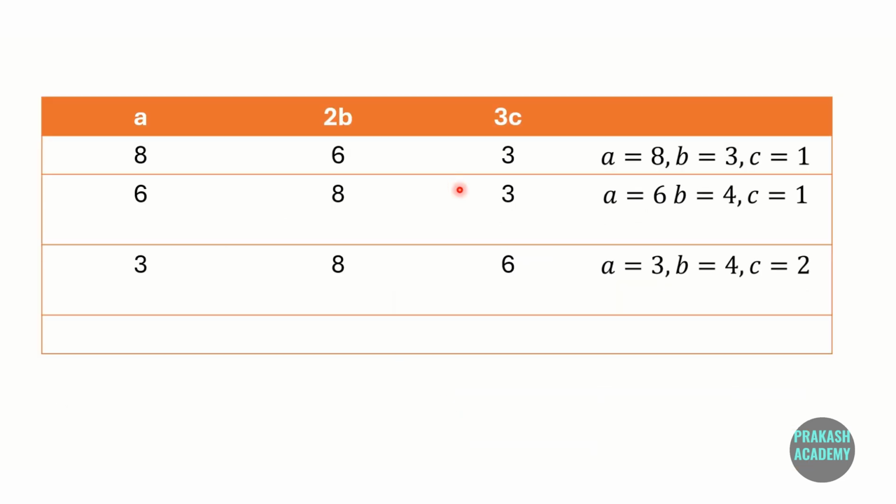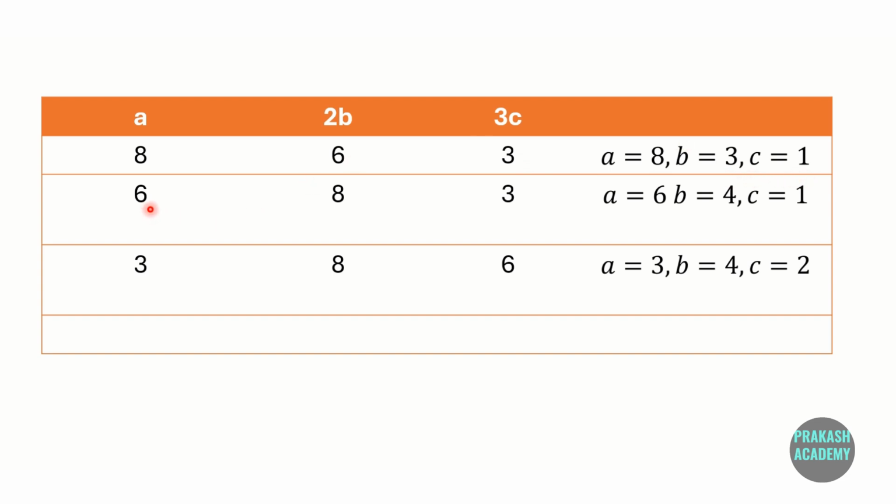Now in each case, I know the value of A, 2B, 3C and then I can calculate the value of A, B, C. So these were the first 3 cases. A is equal to 8, 2B is equal to 6 and 3C is equal to 3. So when A is equal to 8, 2B is equal to 6 means B is equal to 3. 3C is equal to 3, this means C is equal to 1.